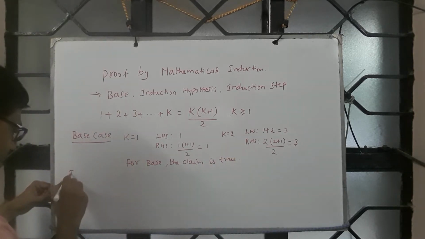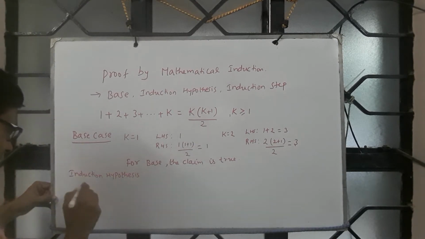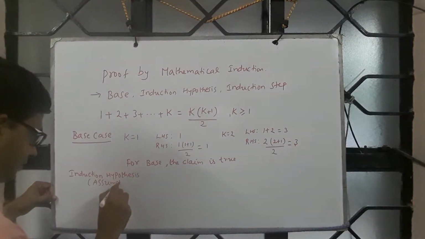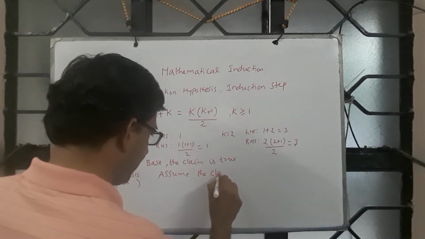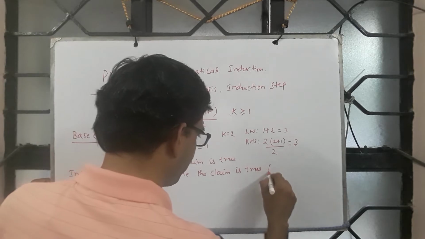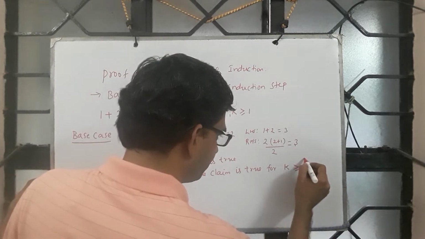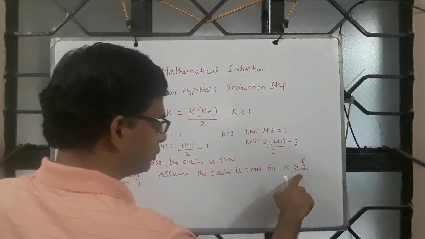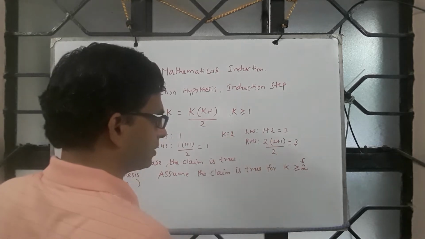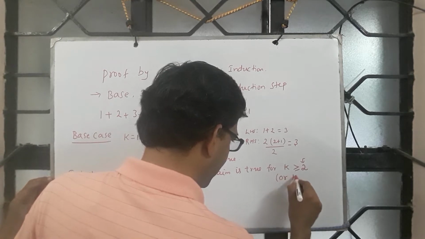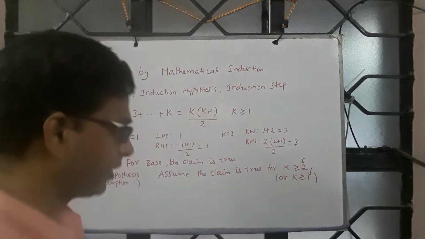Then we have something called assumption, which is induction hypothesis, or inductive hypothesis. This is an assumption. Listen carefully. Assume the claim is true for k greater than or equal to 2. This value, where exactly the case starts, this should have been proved as part of base case. So k is at least 2 because for 2 it is proved. You can also assume k is at least 1. This value must be explicitly proved as part of base case.